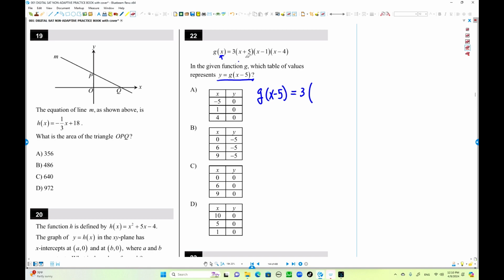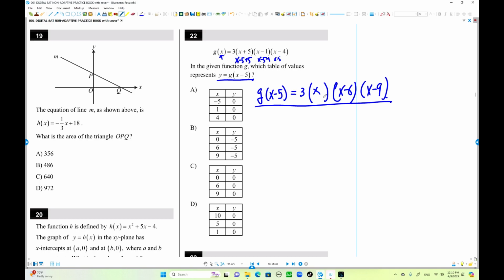so not plus 5, okay? X minus 5 plus 5 equals what? X. The first term changed to x. X minus 5 minus 1 is x minus 6. X minus 5 minus 4 is x minus 9. That's the function of what? G of x minus 5. So which one is equal to this one?